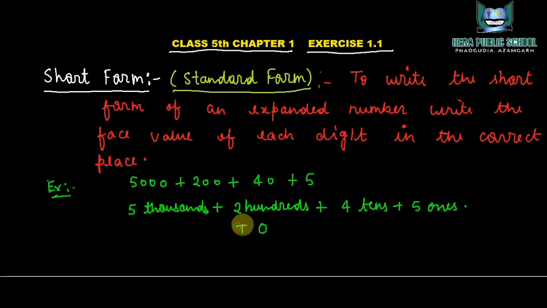Ones, tens, hundreds, thousands. So 5 is in the thousands place. So we will write 5 here, and 2 is in the hundreds place, so we will write 2 here, and 4 is in the tens place, so we write 4 here, and 5 is in the ones place. So 5. This is the standard form of the number: 5245. This is the standard form of the number.